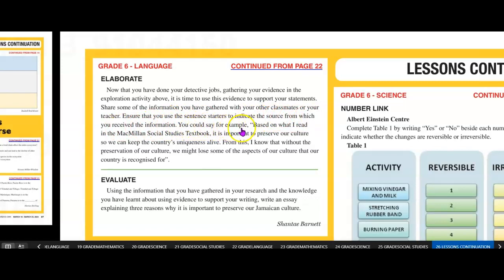You could say, for example, based on what I read in the Macmillan Social Studies textbook, it is important to preserve our culture so we can keep the country's uniqueness alive. From this, I know that without the preservation of our culture, we might lose the aspects of our culture that our country is recognized for.